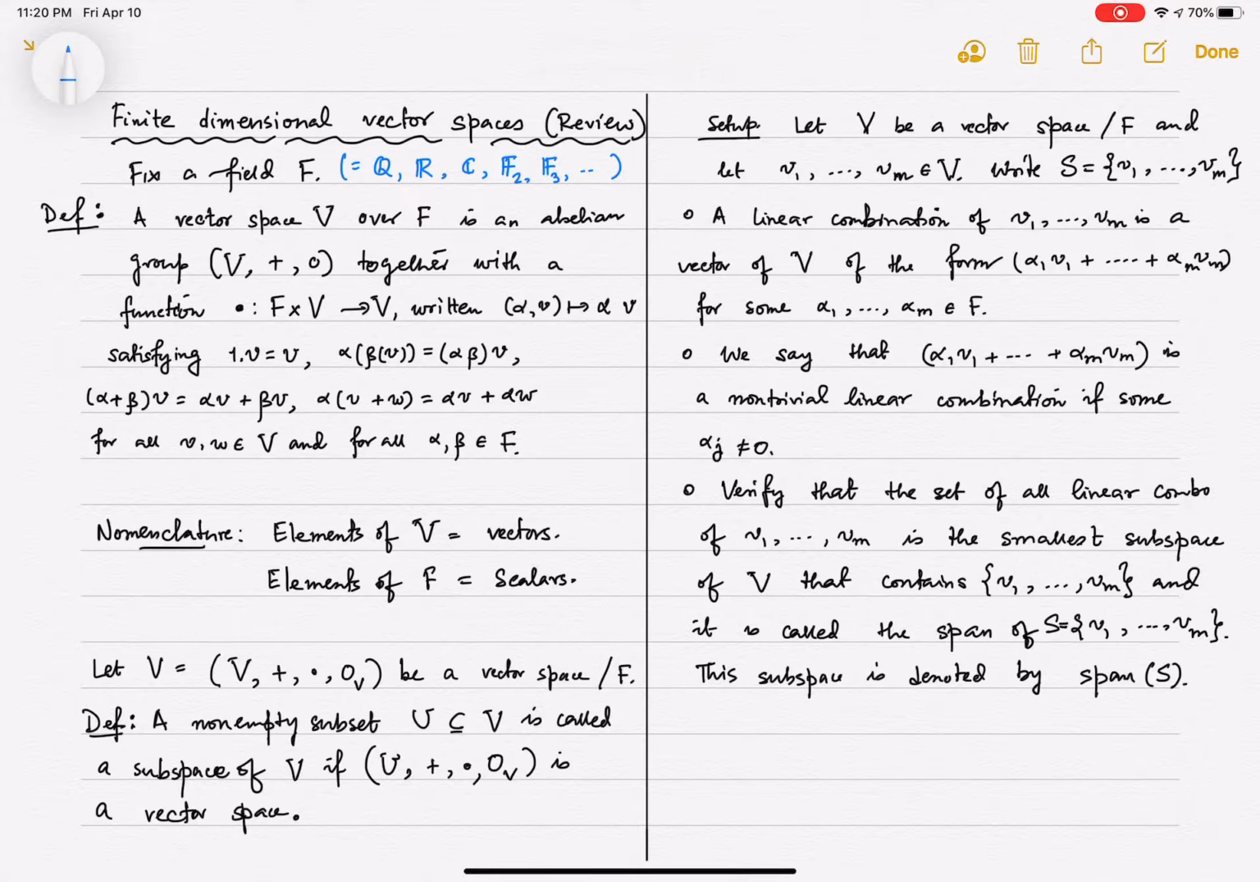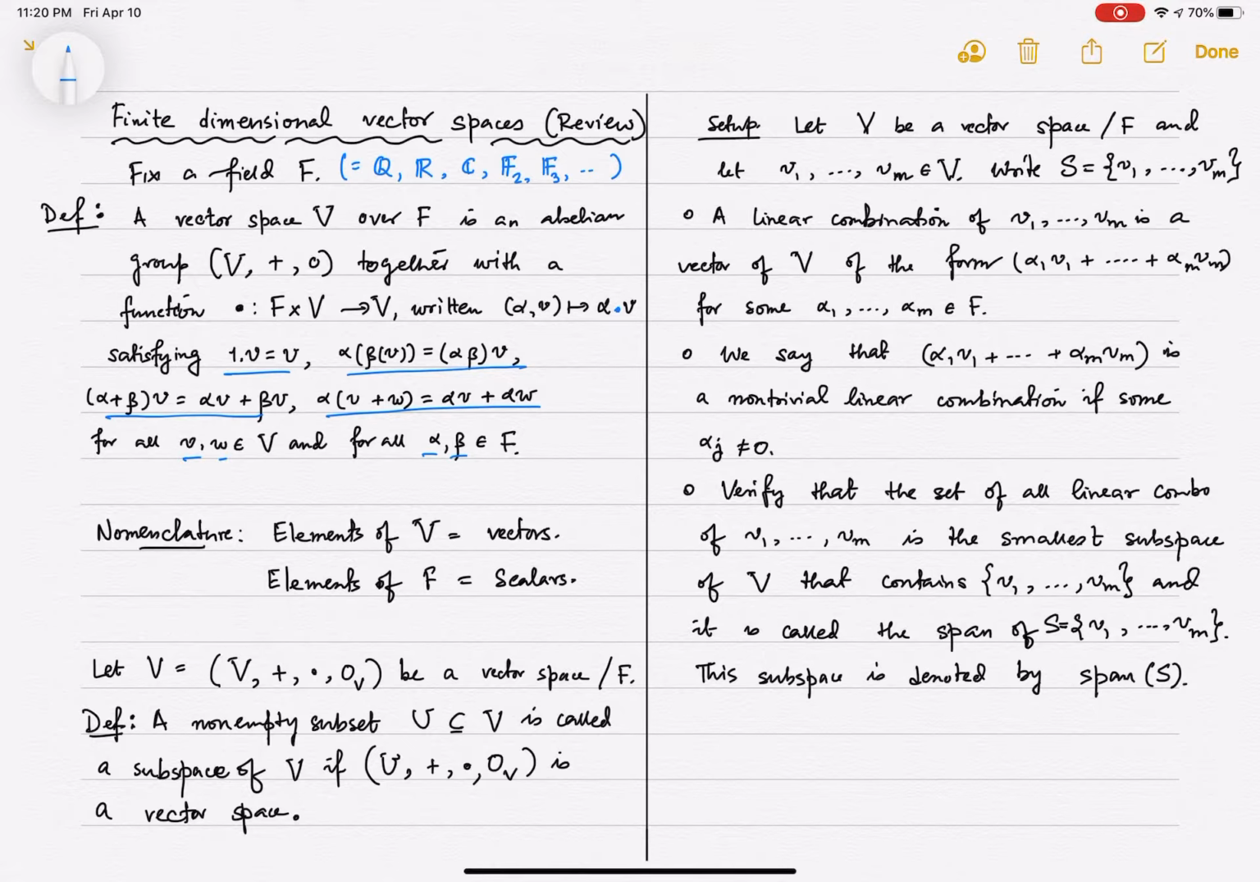A vector space V over F is an abelian group (V, +, 0) together with a function from F cross V to V called scalar multiplication. You write this as (alpha, v) going to alpha times v. Sometimes you put a dot, sometimes you don't. It satisfies these four properties: 1 times v is v; alpha times (beta times v) is (alpha beta) multiplied first and then multiplied with v; (alpha plus beta) v is alpha v plus beta v; and alpha times (v plus w) is alpha v plus alpha w. This is true for all alpha, beta in the field and all v, w in the vector space V.